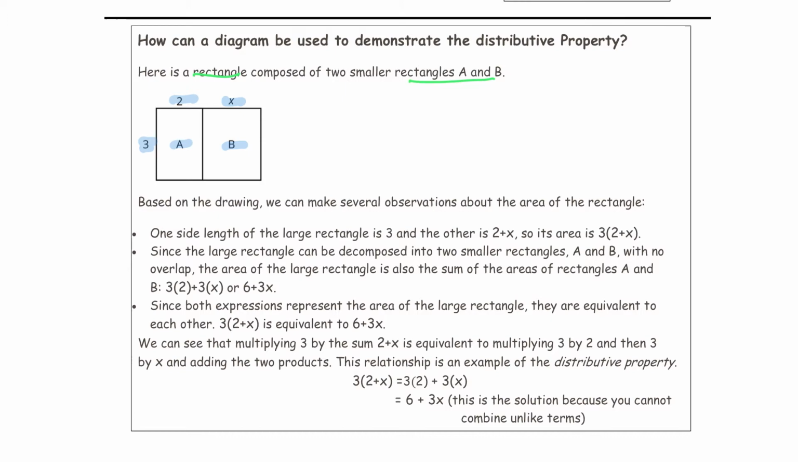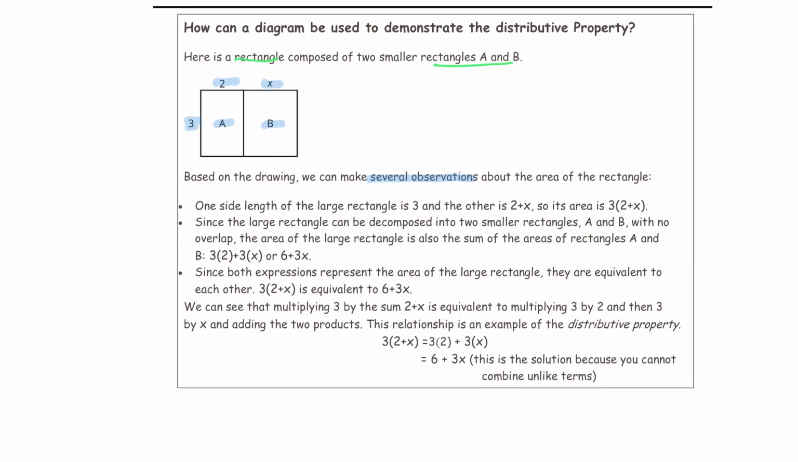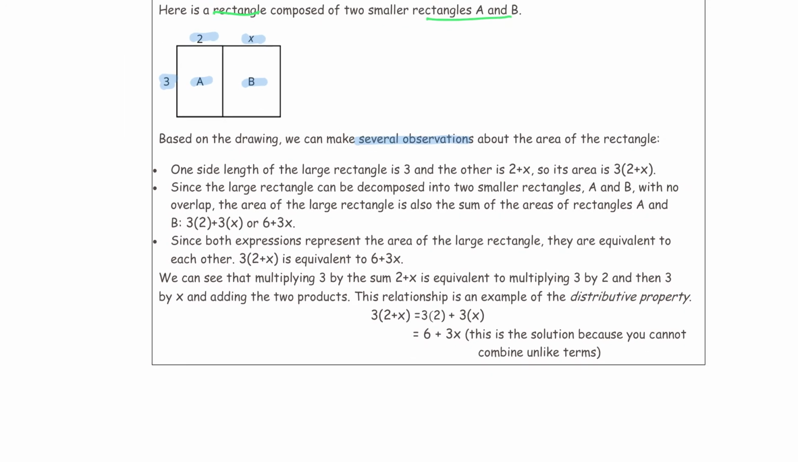Based on the drawing, we can make several observations about the area of the rectangle. We're just going to read through this. One side length of the large rectangle is 3, and the other is 2 plus X. So its area is 3 times 2 plus X. Let's stop there for 1 minute and take a look at that.